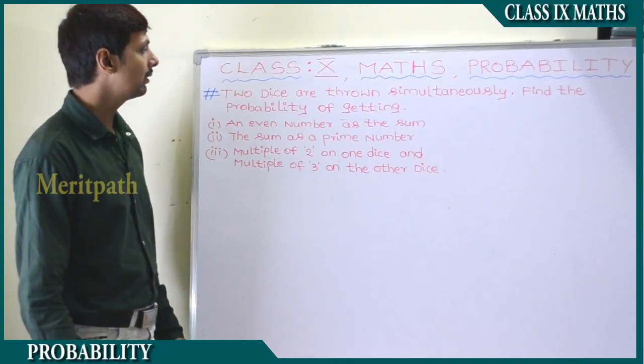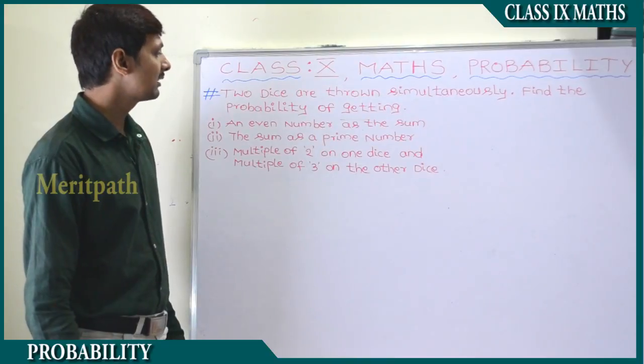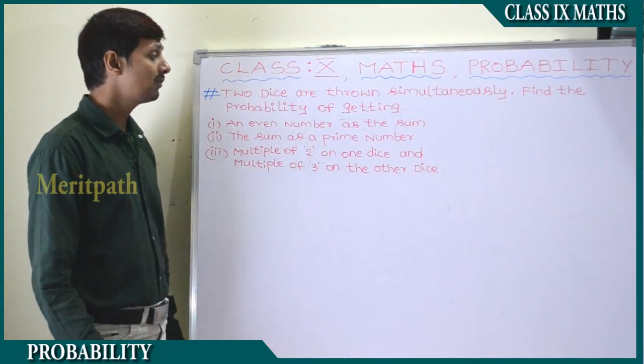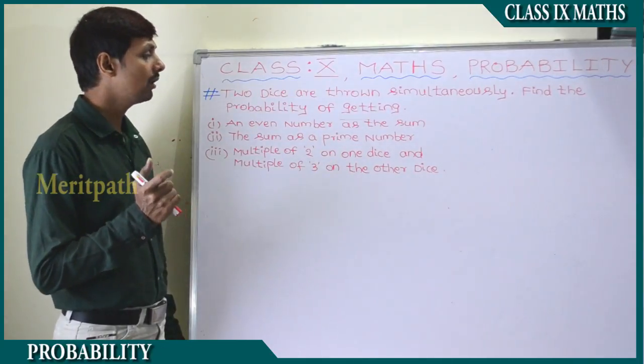Getting an even number as a sum. The sum of a prime number, multiple of 2 on one side, multiple of 2 on a dice, and multiple of 3 on the other dice.